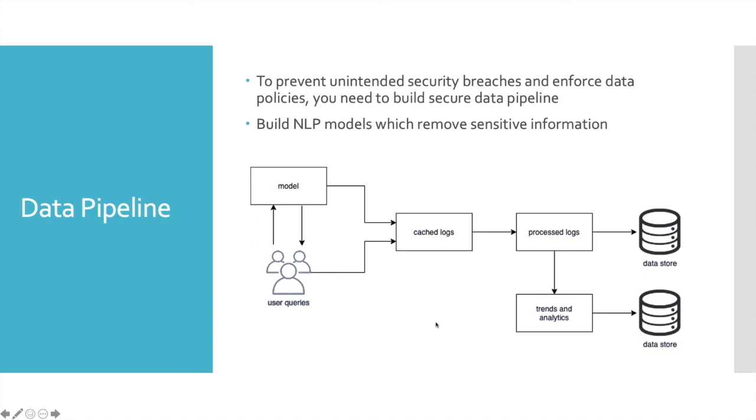So this is an example pipeline. Your user queries are passed to the model and the response is returned back to the user. And you likely want to store both the user query and the model output. And that can initially be temporarily stored in a secure cache until you can process those logs. That processing may involve removing any sensitive information or removing any data that you don't need to store long term. And then these processed logs can be stored in a more permanent data store, which only certain users have access to.